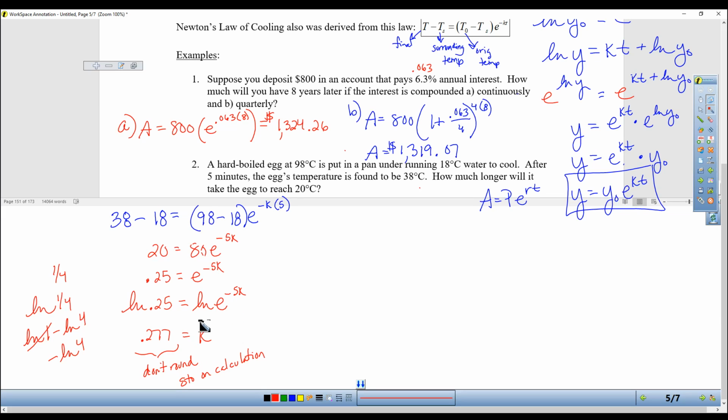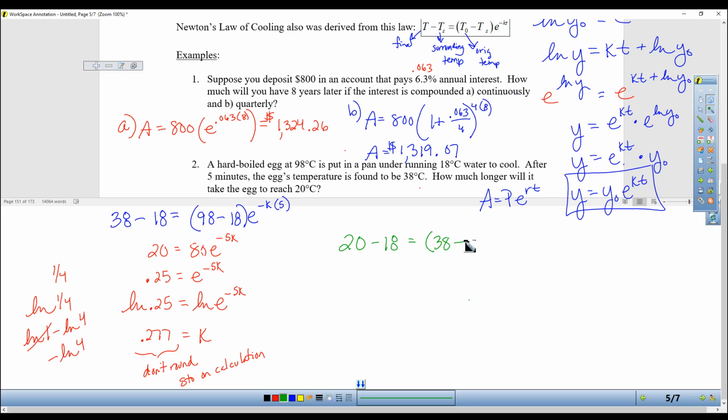I didn't show that step, but you had to divide this by -5. But make sure you store that on your calculator. Okay. All right. So now we can do the second half of this problem, which is how much longer will it take for the egg to reach 20? So we want the final temperature to be 20, that it's surrounded by 18. It started at 38, not 98 anymore, because it says how much longer.